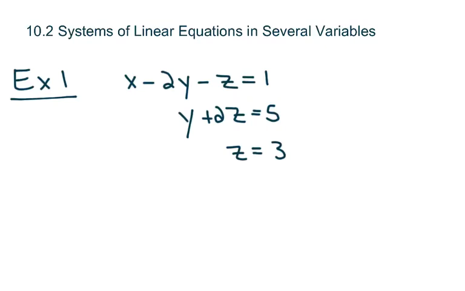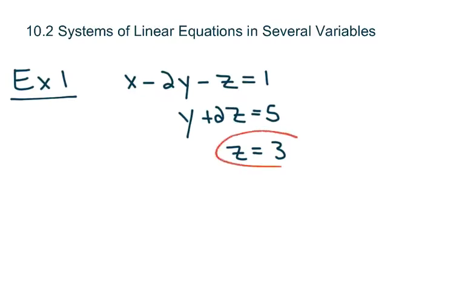In section 10.2, we're going to review solving systems of linear equations in several variables. We're really going to focus on 3 variables. The simplest type of system in 3 variables is this one here, which is called triangular form. So the way we go about solving this is we actually already know one of the solutions.